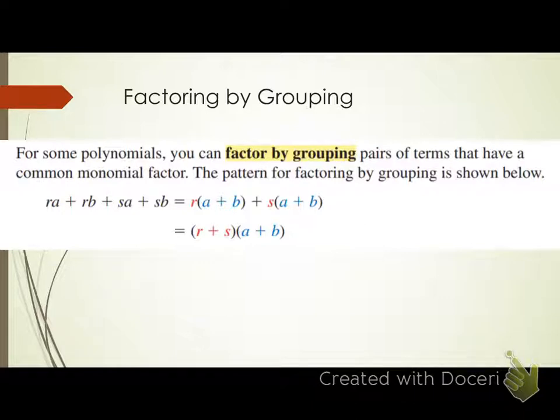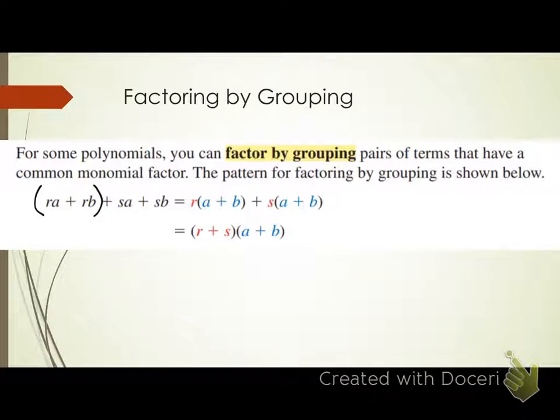So we have RA plus RB plus SA plus SB. Do these four terms have a common factor altogether? No. None of them have the same thing all four together, correct? Does that make sense? So what we can do is notice that my first two terms have something in common, don't they? So I can group those together. That's why it's called factoring by grouping.